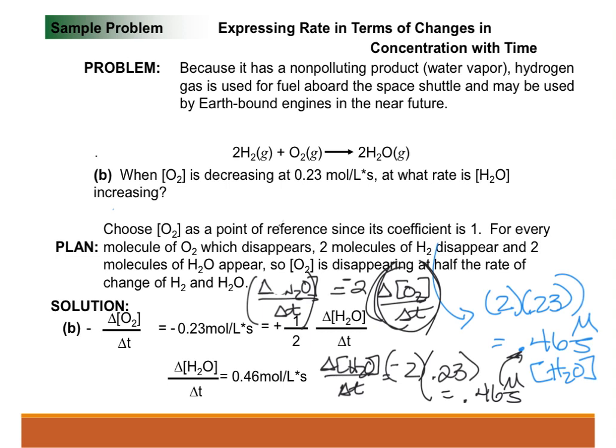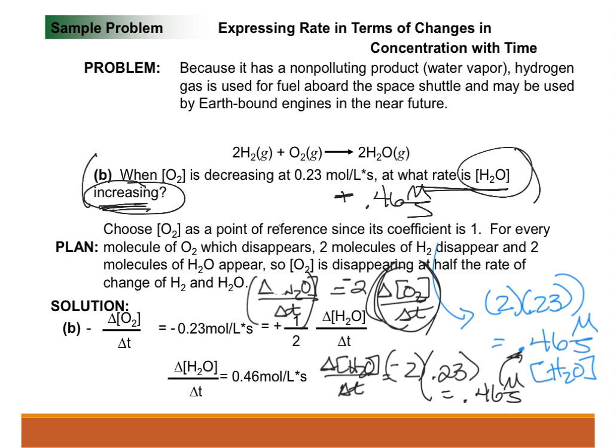But I want you to look at the wording of this. It wouldn't be as important on my exam, but on a standardized exam, notice they say, at what rate is water increasing? So by the use of this word increasing, they have already accounted for the fact that the rate with respect to water is positive. So really all they're looking for is the absolute value of the rate, which is 0.46.